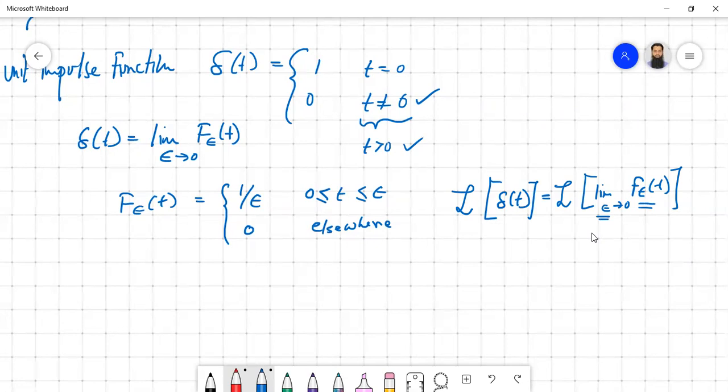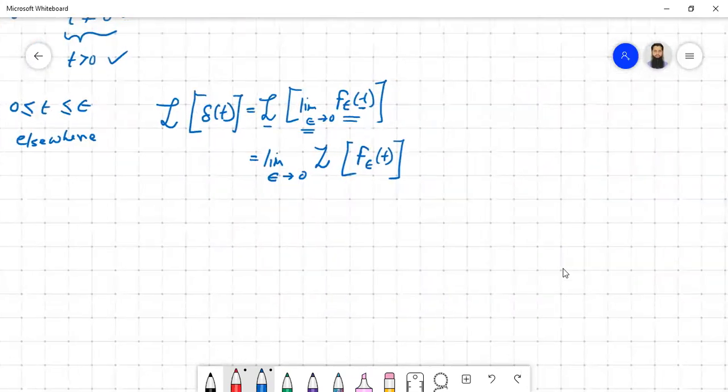Since the limit is dealt with only σ, not t, whereas the Laplace transform deals with t, we can take the limit outside. So it is the limit as σ tends to 0 of the Laplace transformation of f_σ(t). What is the Laplace transformation of f_σ(t)? That is what we have to calculate first, then we can come back to this equation. Just keep it as a note, equation 1.